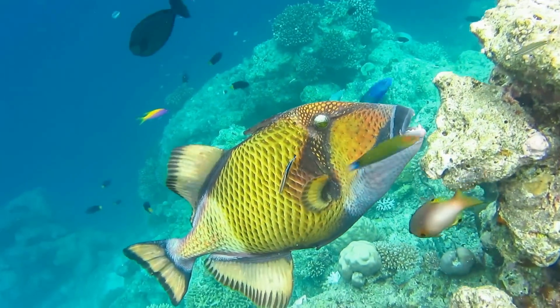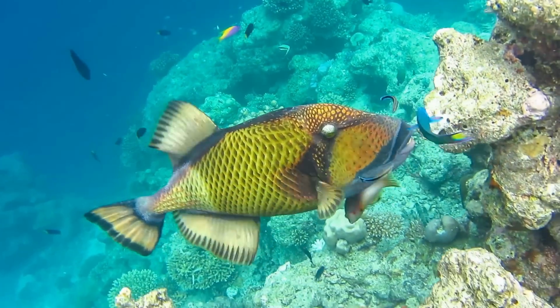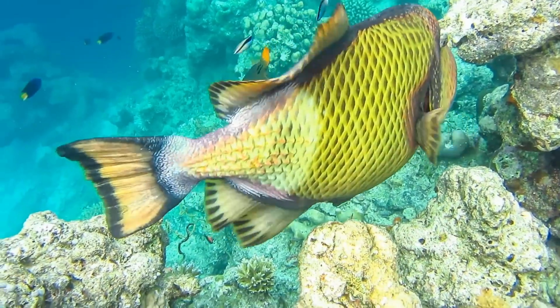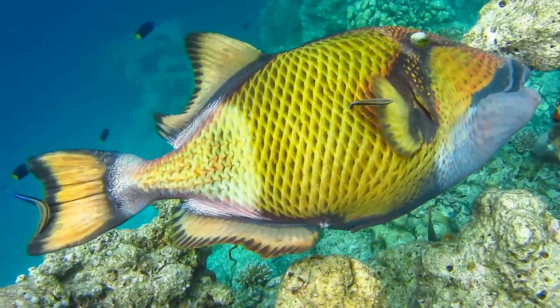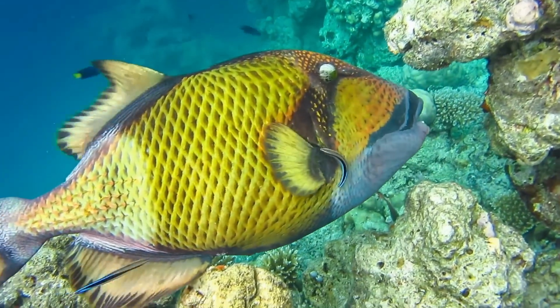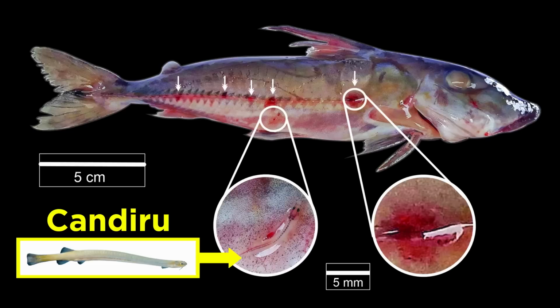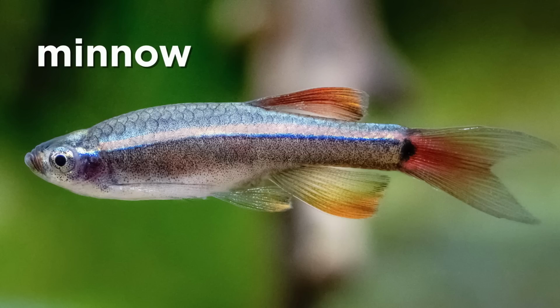It's worth noting that not all ray-finned fish are carnivores. There are many important herbivores that eat plants and microalgae and play an important ecological role in and around coral reefs, like parrotfish, surgeonfish, and damselfish. Others, like the candiru, are parasitic, while still others, like the suckers and minnows, are detritivores.